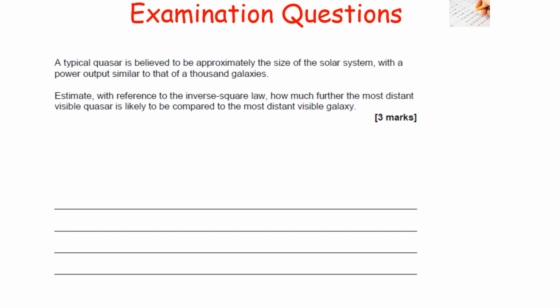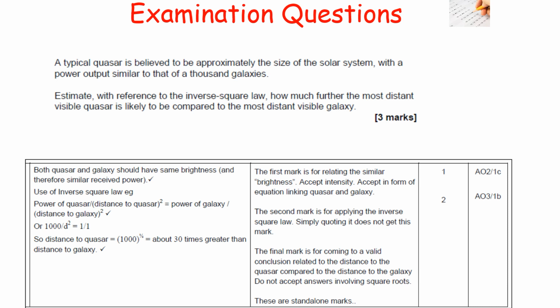Right, with this type of question, you've got to use the inverse square law and you're going to have to equate them to each other. So we're going to say that the quasar and the galaxy are going to have the same brightness, so we'll therefore have the same received power. So we can therefore say for our inverse square law that power of the object divided by distance to the object squared is going to be a constant. So we can say the power of the quasar divided by the distance to the quasar squared is equal to the power of the galaxy divided by the distance to the galaxy squared.